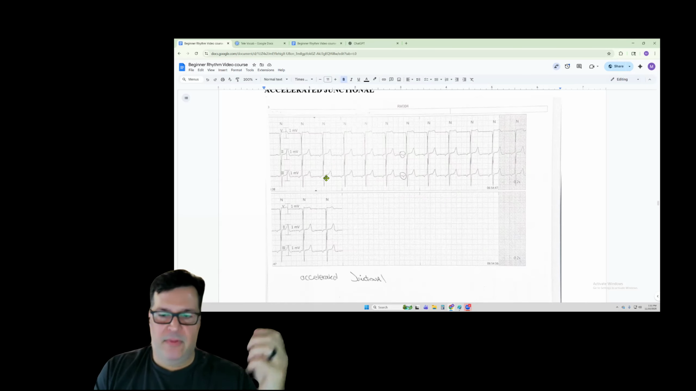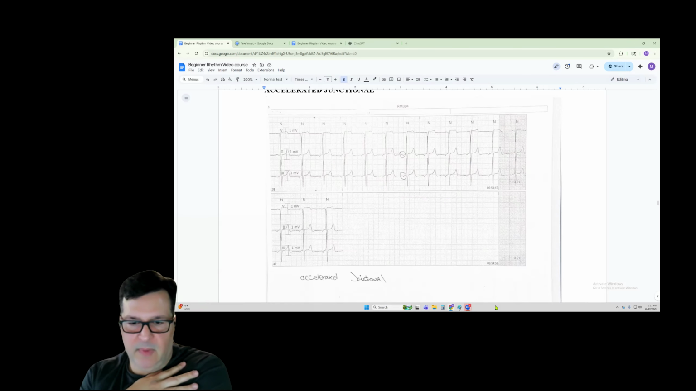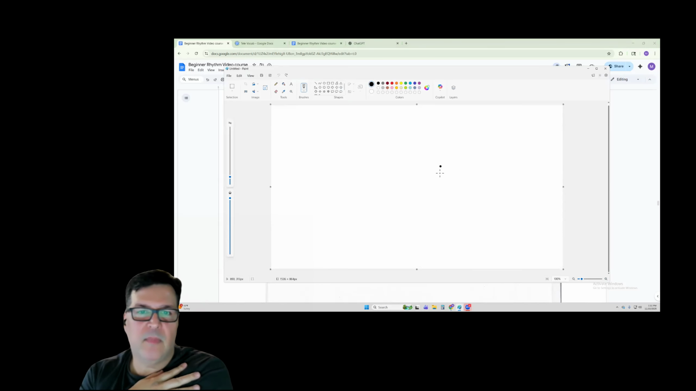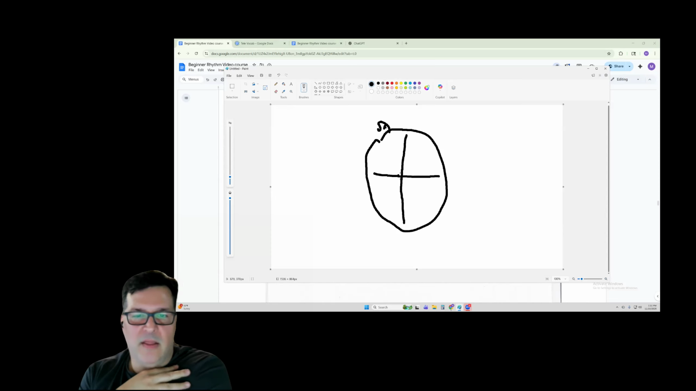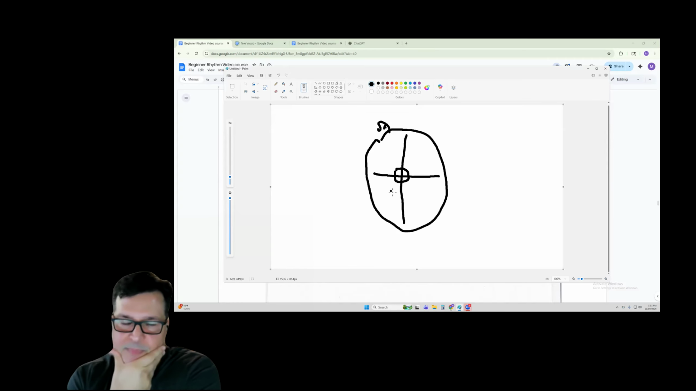So you have three different possibilities. I'm going to have to actually draw this one out. So your SA node's up here, and the junctional area, like I said, encompasses the little bit of the lower atrial chamber and the upper ventricle chamber.